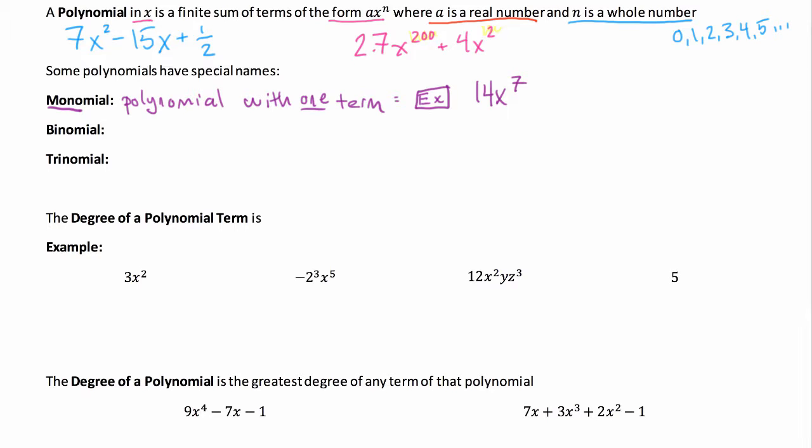Binomial is a 2-term polynomial. So bi meaning 2, like a bicycle. It's a bummer that these are monomials and not uninomials, because then we could go bikes all the way up. But instead, binomial. So a binomial is a polynomial with 2 terms.